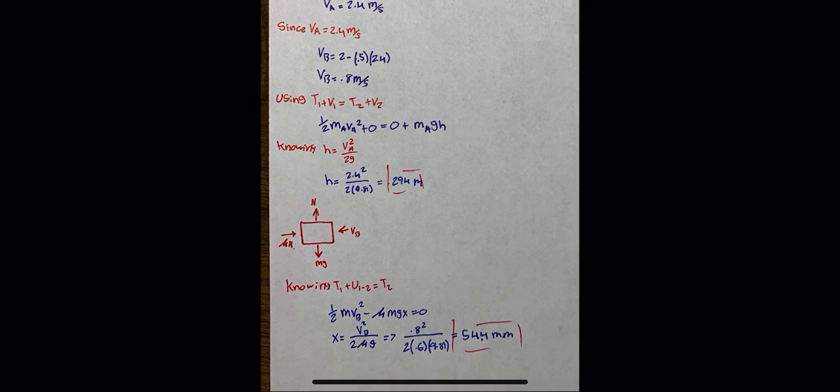And we know that T1 plus V1 is equal to T2 plus V2. So, knowing that, we can solve for H. And if we plug in our knowns, we can get H is equal to 0.294 meters. After that, we can do a free body diagram of the block, and we know that T1 plus the work is equal to T2. So plugging in our knowns there, we can solve that the block went 54.4 millimeters.